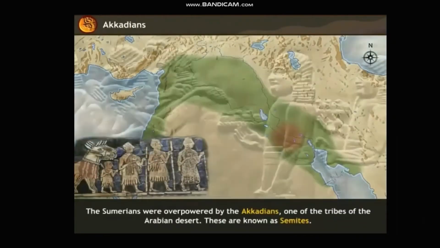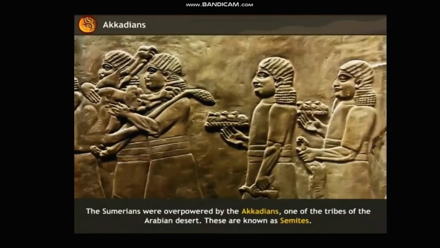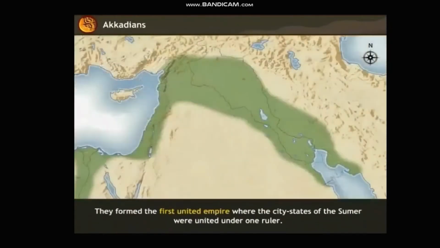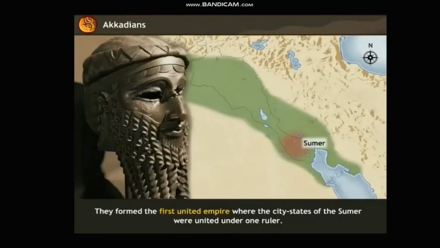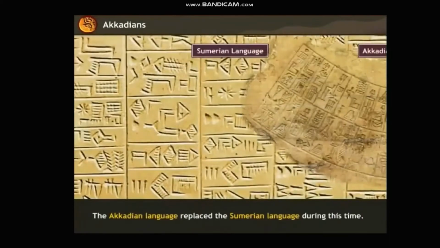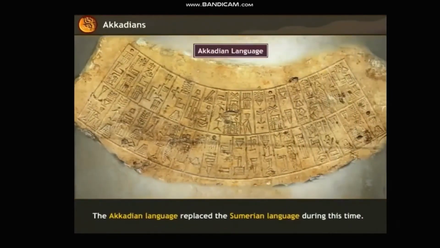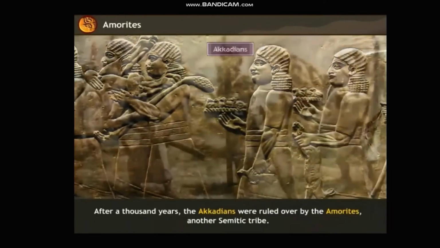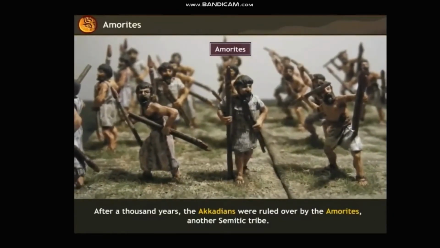The Sumerians were overpowered by the Akkadians, one of the tribes of the Arabian desert. These are known as Semites. They formed the first united empire where the city-states of the Sumer were united under one ruler. The Akkadian language replaced the Sumerian language during this time. After 1,000 years, the Akkadians were ruled by the Amorites, another Semitic tribe.